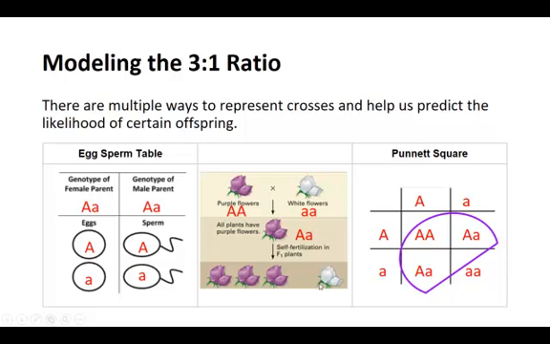Now again, these are random events. Each pair of plants will not necessarily have just 4 offspring. They might have 5, but every single time they have a new baby, they have a 3/4 chance of it being purple and a 1/4 chance of it being white.